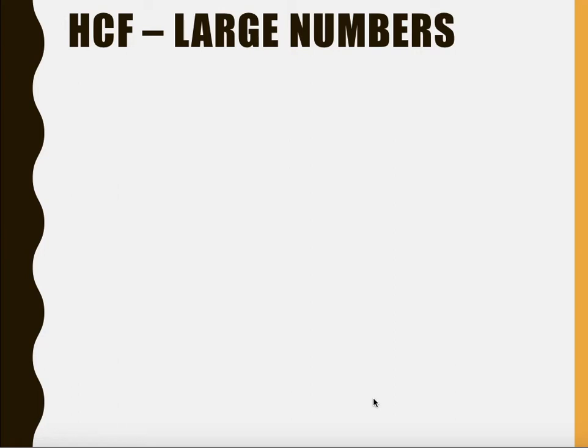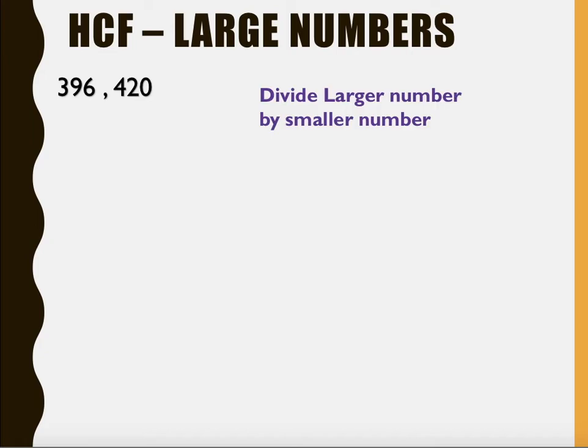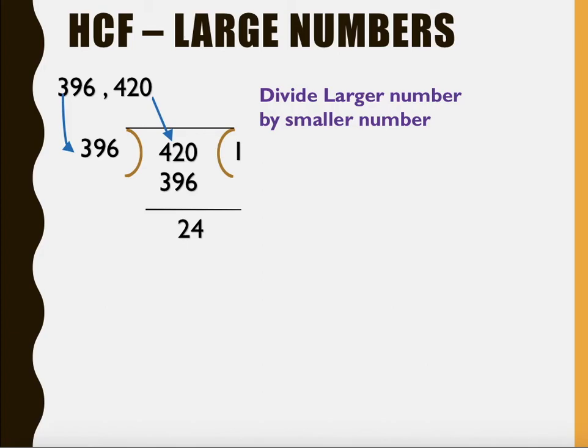Let's say we are given a set of large numbers. Doing continuous division or factor method, it will take us too long to find the answer. So let's look at a small shortcut to get the HCF of large numbers. I have 396 and 420 here. So what do I do with it? I have to divide the larger number by the smaller number. So I'm going to divide 420 by 396. It goes one time and I get a remainder of 24.